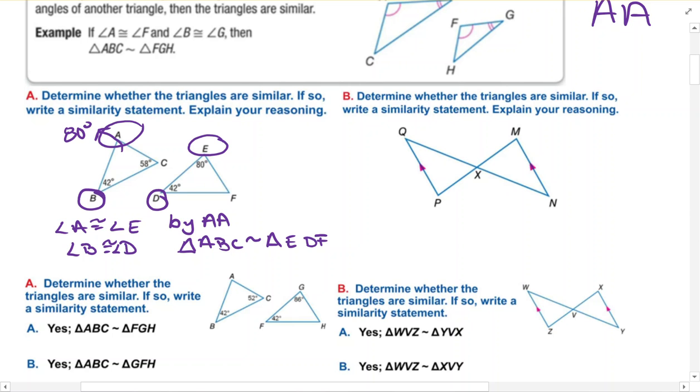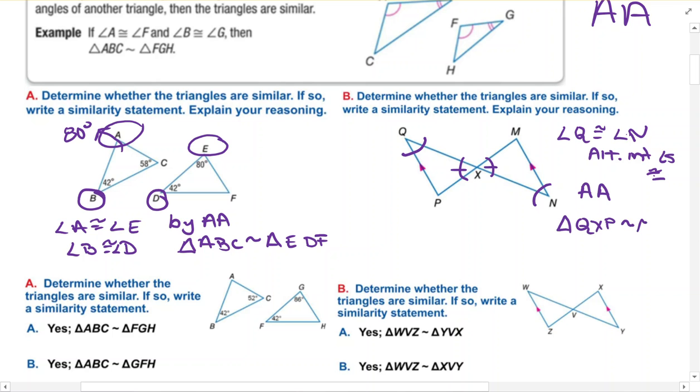In problem B, we're determining again whether the triangles are similar. We have two parallel lines, so I know for sure that Q has to be congruent to N. So angle Q is congruent to angle N by alternate interior angles. And I know that these vertical angles also have to be congruent. So I have two sets of angles congruent. So again, by AA, I know that triangle QXP is similar to triangle NXM.